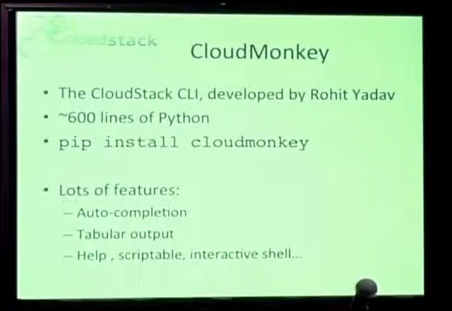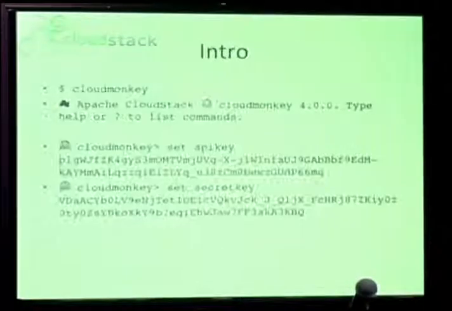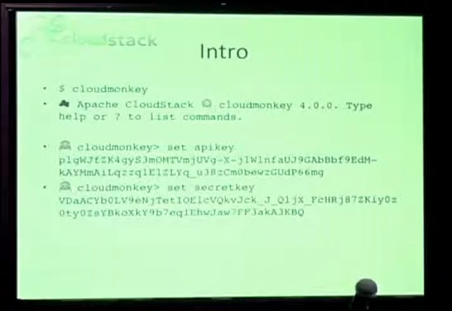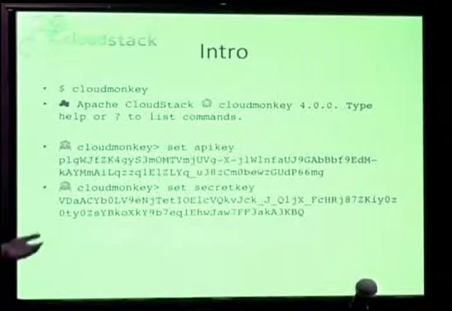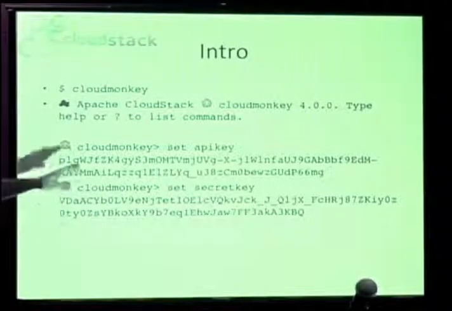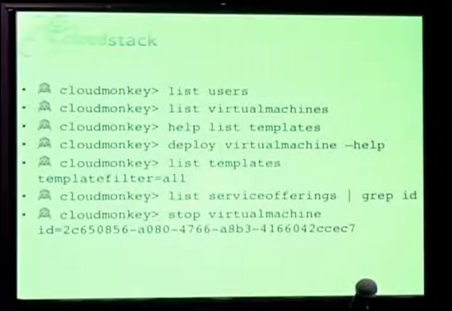You know, auto completion. You can use it in scripts, or the interactive shell, and I'm going to try to do my best to give you a demo of this. So basically what you would do is launch CloudMonkey, and now you have an interactive shell to talk to your cloud. You set up the access key and the secret key, just like with Amazon, and then you can talk to your cloud.